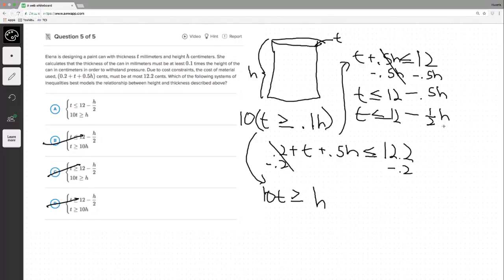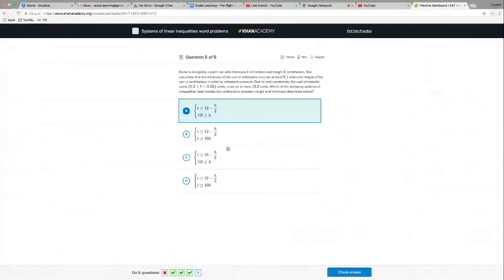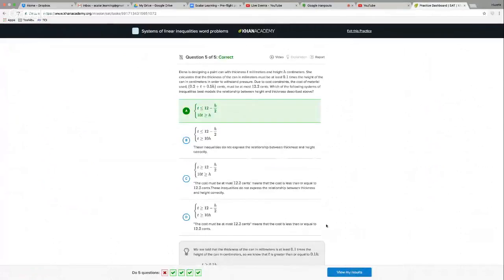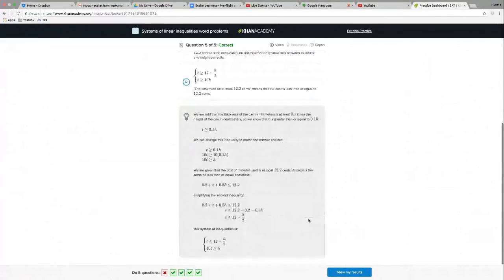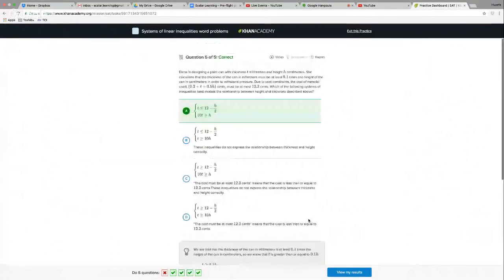And then they added one more curveball just in case this confuses you, right? But 1/2 h is the same as h over 2, because all you're doing is multiplying the numerators, and you get h over 2. 12 minus h over 2, t is less than or equal to this. And that means A is our answer. So I hope that made sense. Let's just double check and make sure we're right with this one. A is what we choose and is right. They got those same inequalities, and they simplified, and yeah, that's all there is to it.